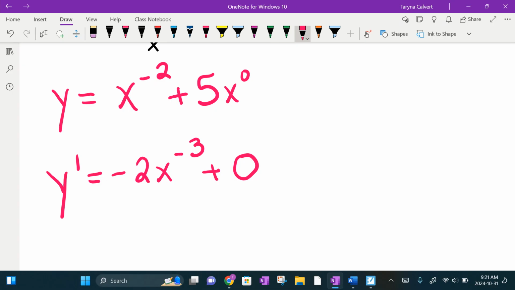0 times x to the... Oh, because it's 0 from there. Yeah, this is the same as 0x to the negative 1. But do you not take the 1 times 5, because 5 is like 5 to the 1? No. You're taking the derivative. You're not evaluating that.